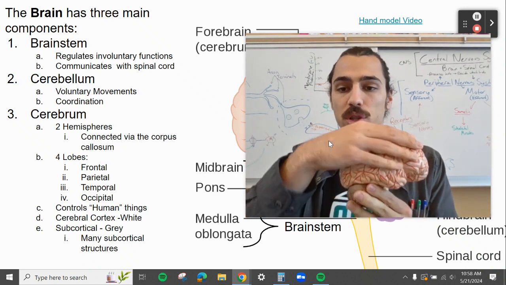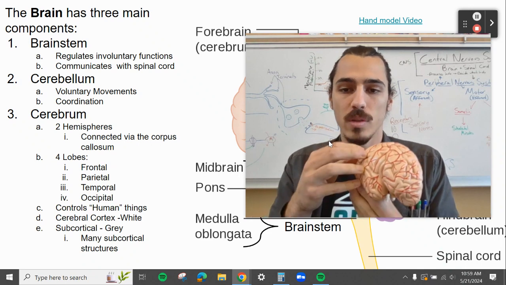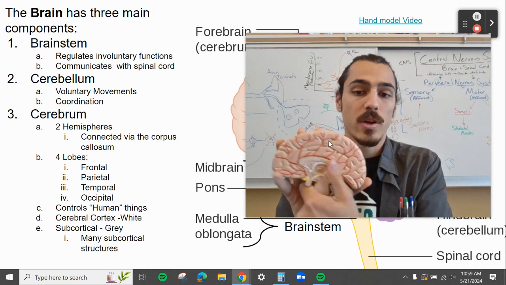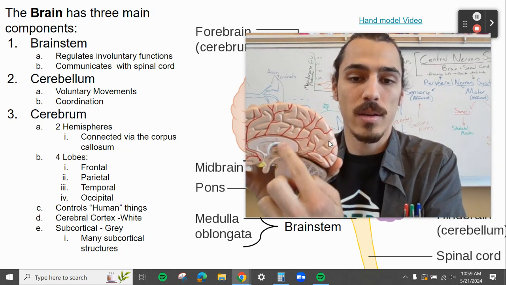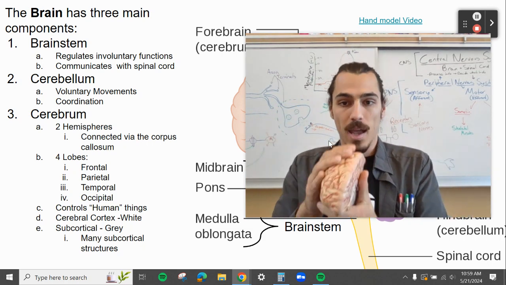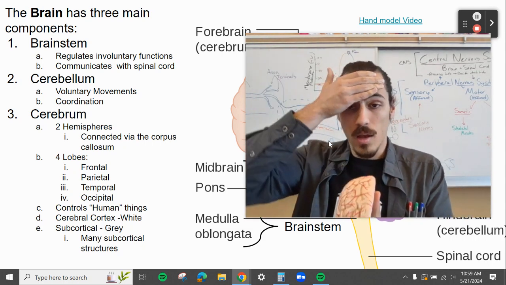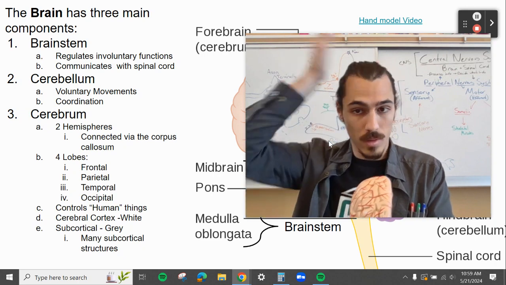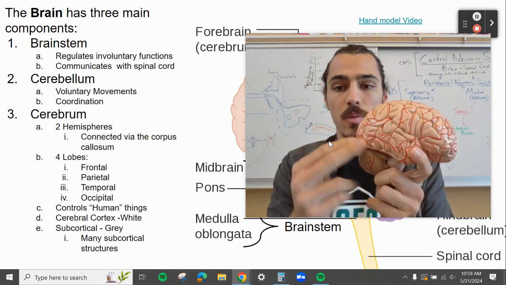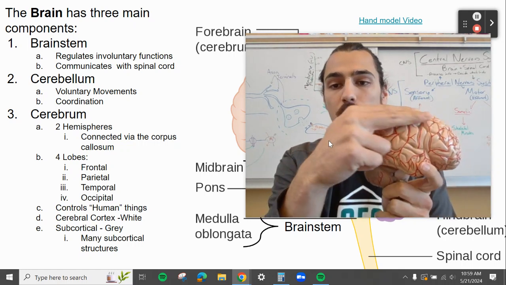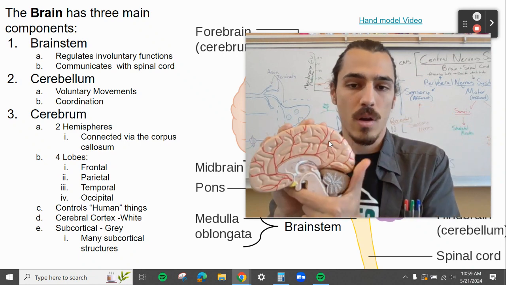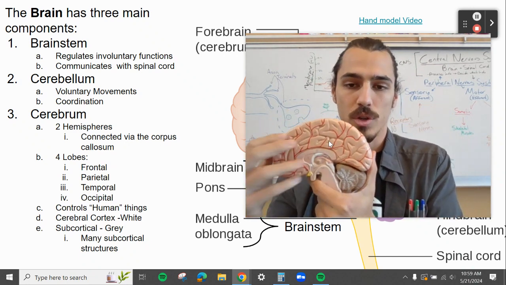This outside portion is called the cortex, and it's full of all these little grooves. What you need to know is that you have 2 hemispheres, the left and the right hemisphere. They're connected via this little arch shape right here called the corpus callosum. And there are 4 lobes: the frontal, temporal, parietal, and occipital lobe. And then there are a lot of subcortical structures. So that was all the cortex.